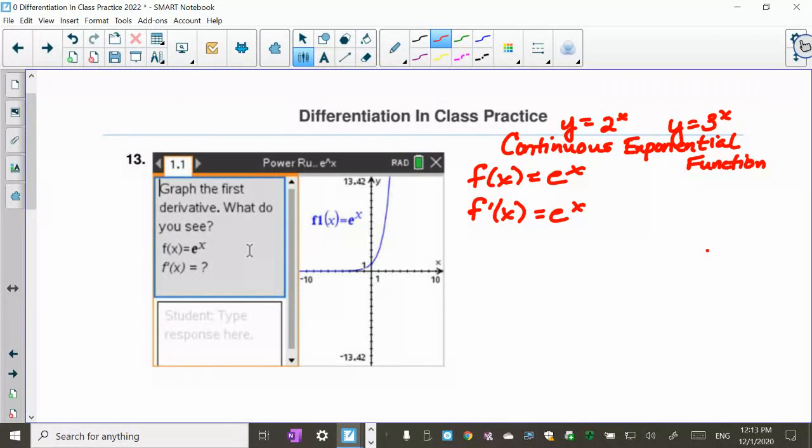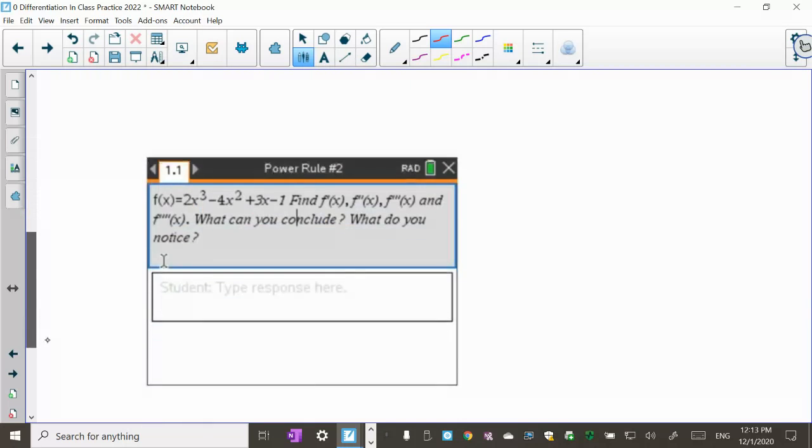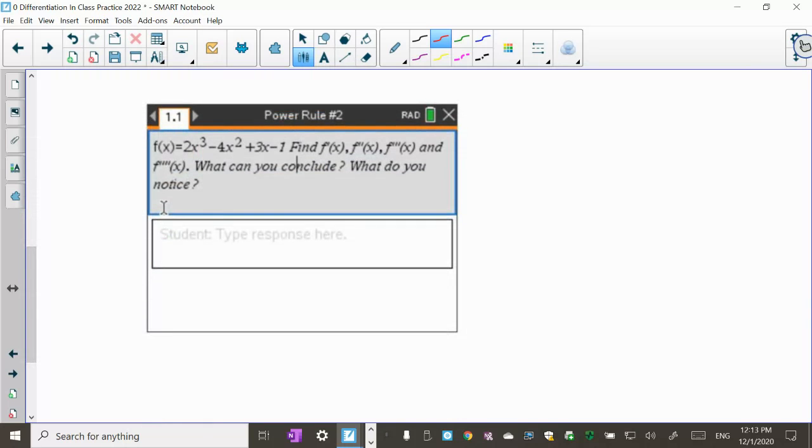So that is a really neat thing to know about the continuous exponential function. All right. So they look the same because they are the same. So we did that in class. Then the next thing we did is I had students graph f of x equals 2x cubed minus 4x squared plus 3x minus 1. And then I said, let's find f prime of x, f double prime of x, f triple prime of x, and f quadruple prime of x, and what can you conclude and what do you notice?